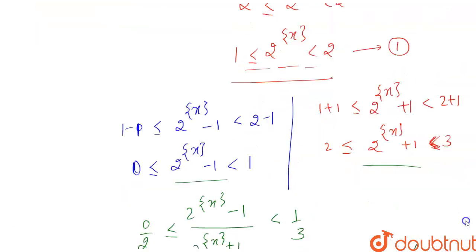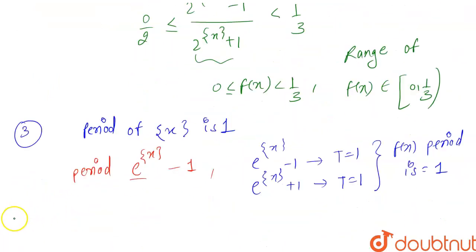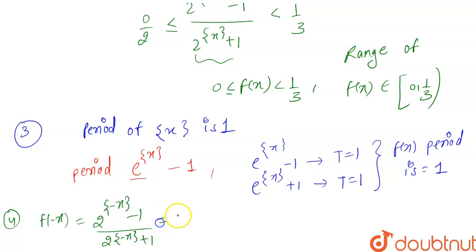Now let's move to the last one, f(x) is an even function. To check whether the function is even or not, we have to place minus x in place of x. So f of minus x is given by (2 to the power fractional part of minus x minus 1) divided by (2 to the power fractional part of minus x plus 1). We know that the fractional part of minus x is equal to 1 minus fractional part x. So I can write (2 to the power 1 minus fractional part x minus 1) divided by (2 to the power 1 minus fractional part x plus 1).